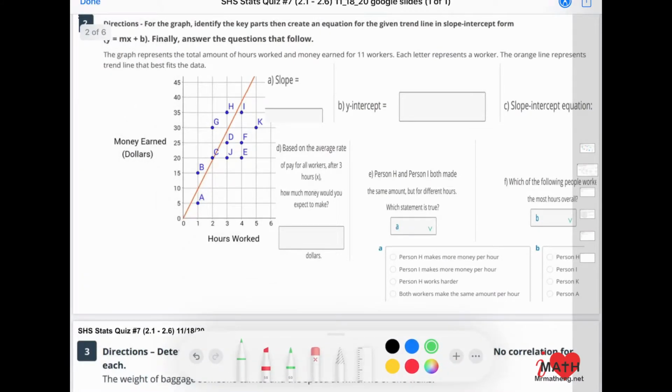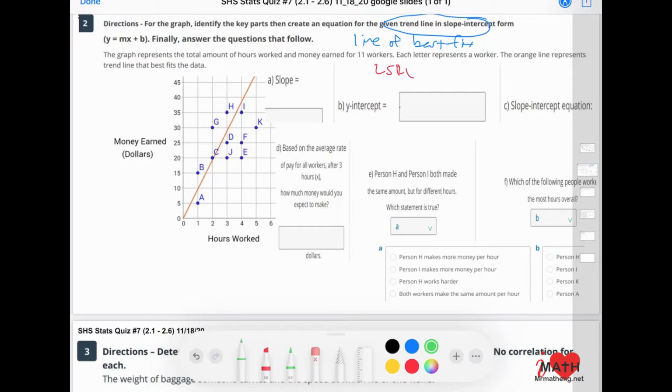Directions. For the graph, identify the key parts that create an equation for the given trend line in the slope-intercept form. Remember, the trend line, that's just another way of saying line of best fit, or we've been using the abbreviation in class, the least squares regression line. Okay? So the graph represents the total amount of hours worked and money earned for 11 workers. Each letter represents a worker. The orange line represents the trend line that best fits the data.